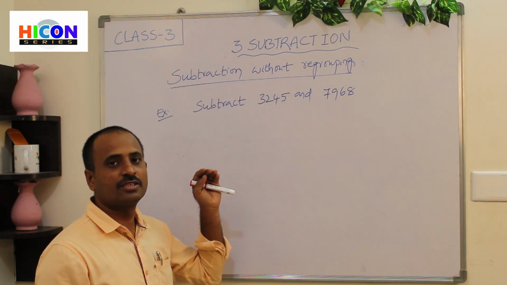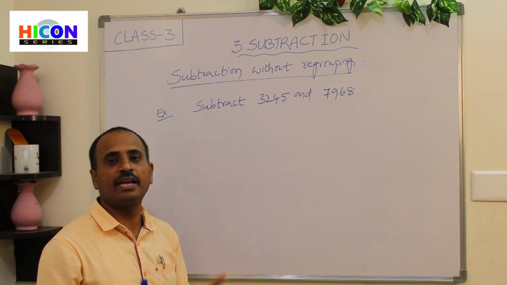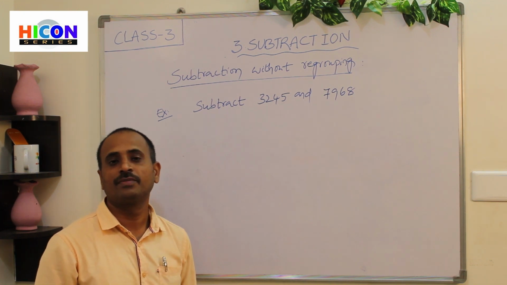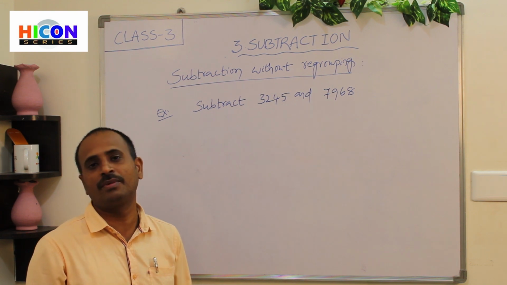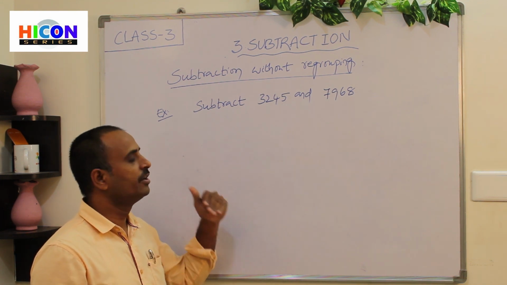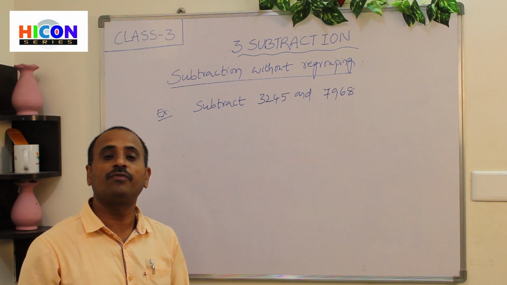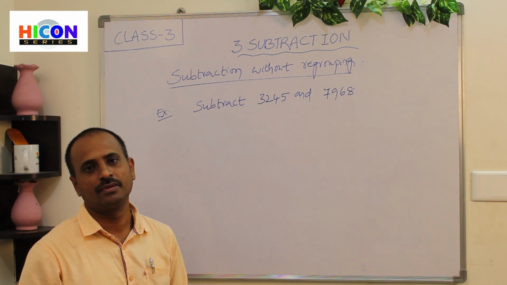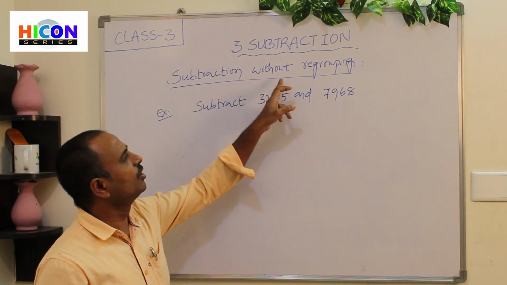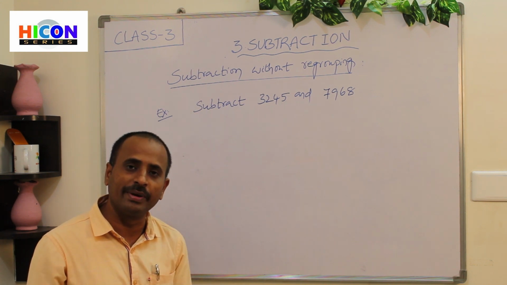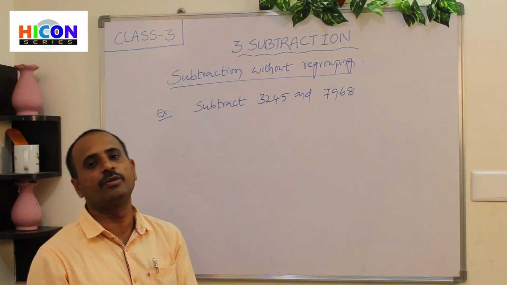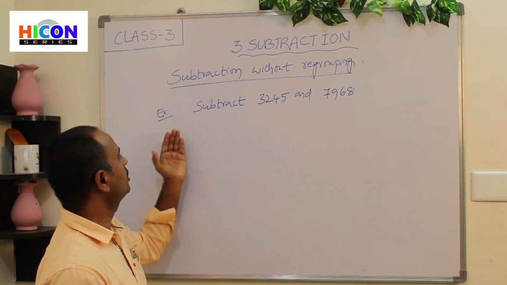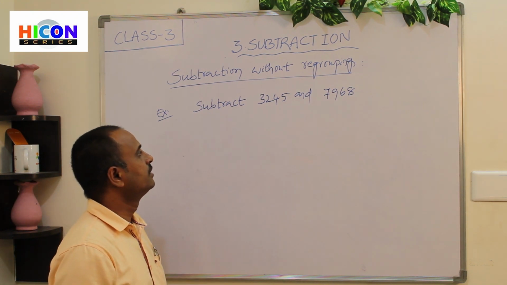In this class, we will practice the subtraction of 4-digit numbers. In second class, we practiced the subtraction of 3-digit numbers, whereas in third class, we will practice subtraction of 4-digit numbers. So, subtraction without regrouping. Without regrouping means without borrowing. That means there is no need to get borrowing.